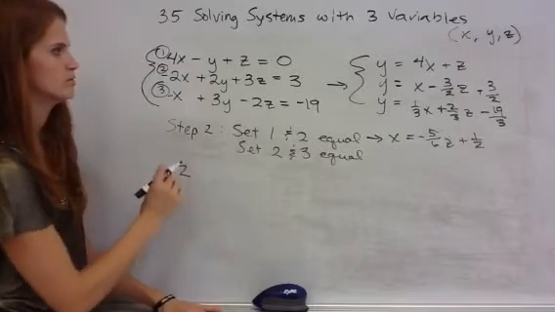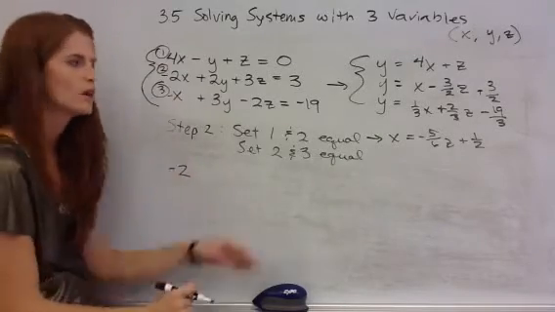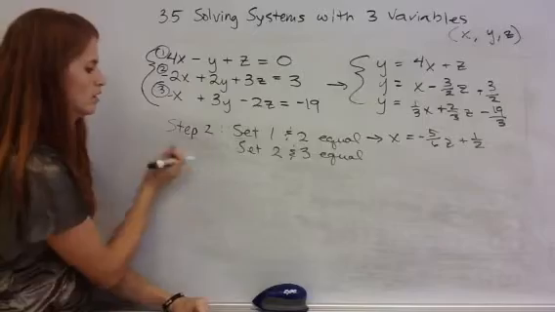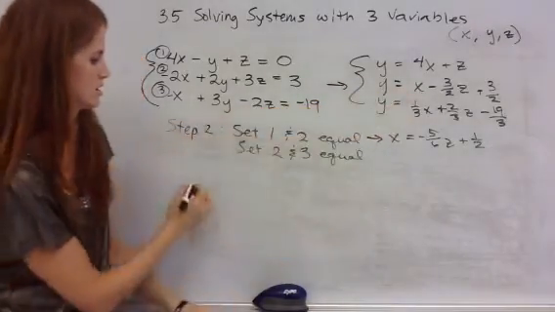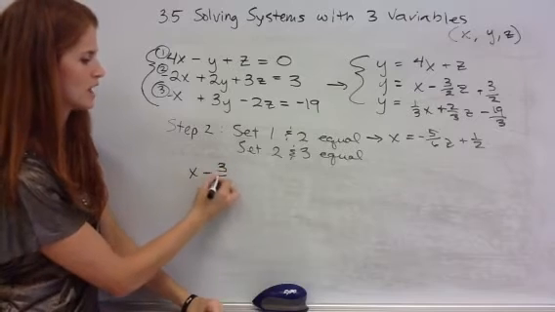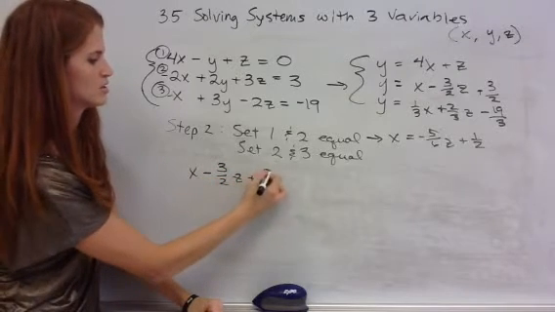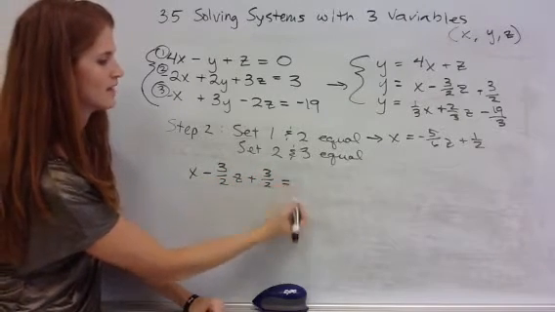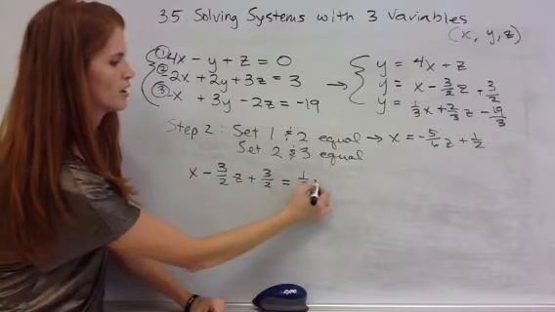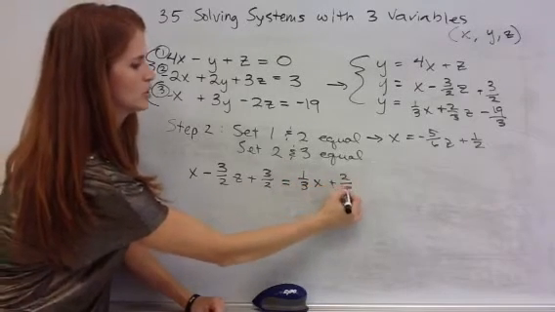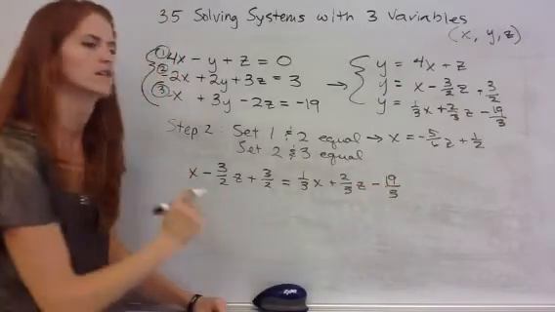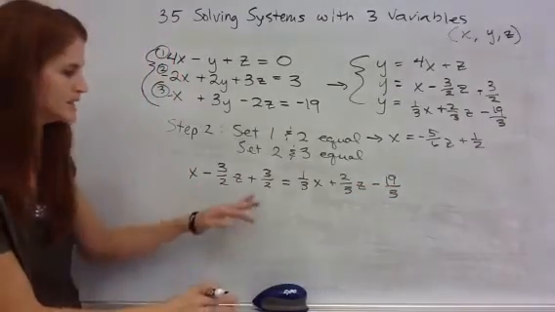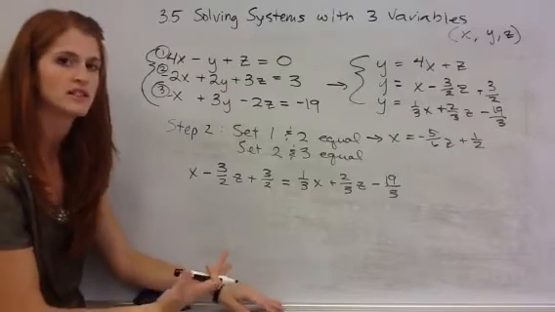Oh, I'm using the wrong equations. We want to use these two over here, because these are the ones that we should set equal. So I'm going to take this side here, x minus 3/2 z plus 3/2, and set that equal to 1/3 x plus 2/3 z minus 19/3. All these fractions. Definitely not going to forget to get rid of my fractions this time.